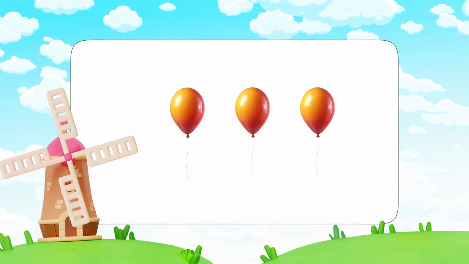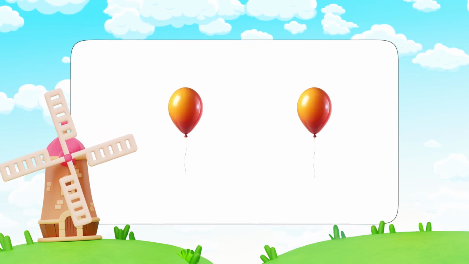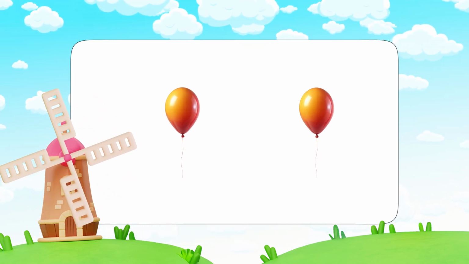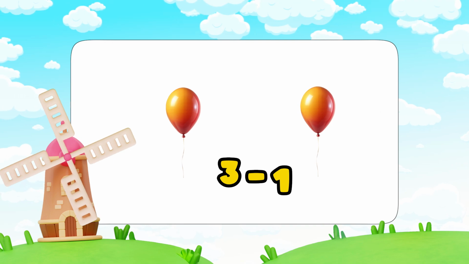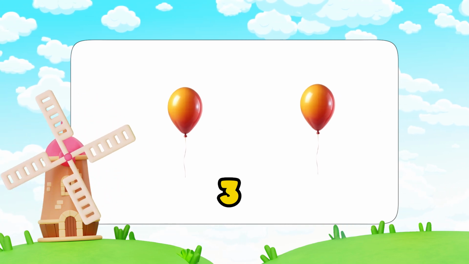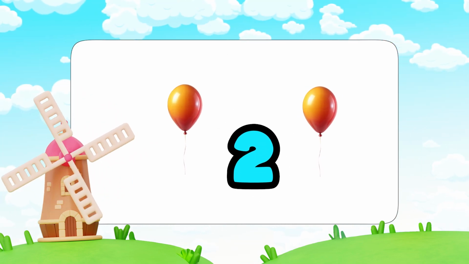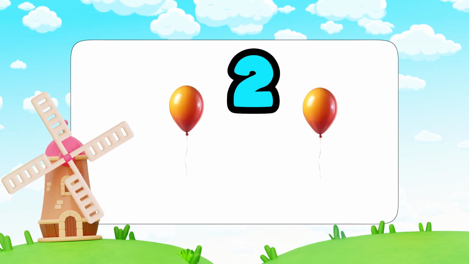If I have 3 balloons and 1 flies away, how many balloons do I have today? 3 minus 1 is? That's right, 2. Subtraction is easy. Now you can do it too.